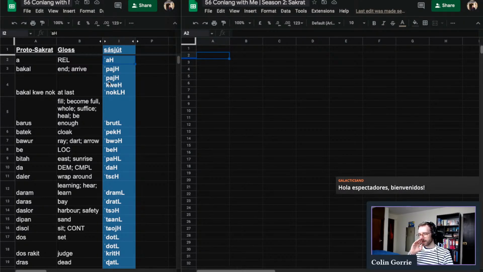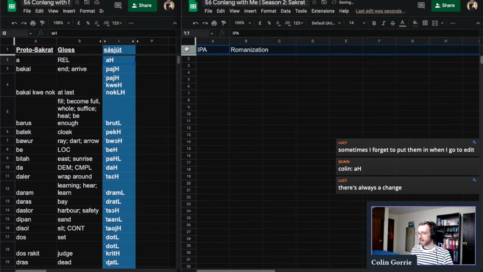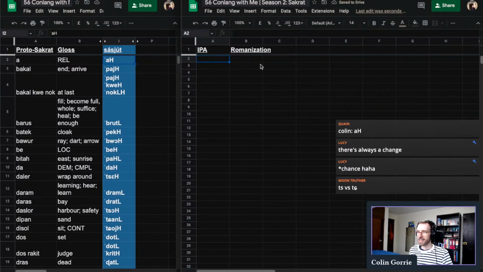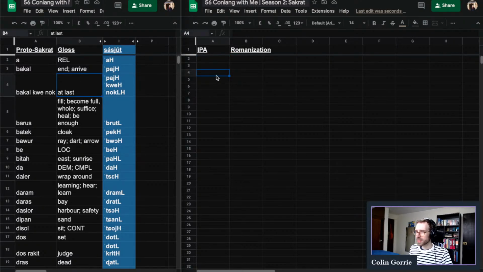Okay. So what do we need to put in for sásjút? So I think we have IPA and romanization, same as before. Get the font size up. Bold. Underline. We're good. Okay. Hydrate, stretch. And we go. So what do we need to romanize here?